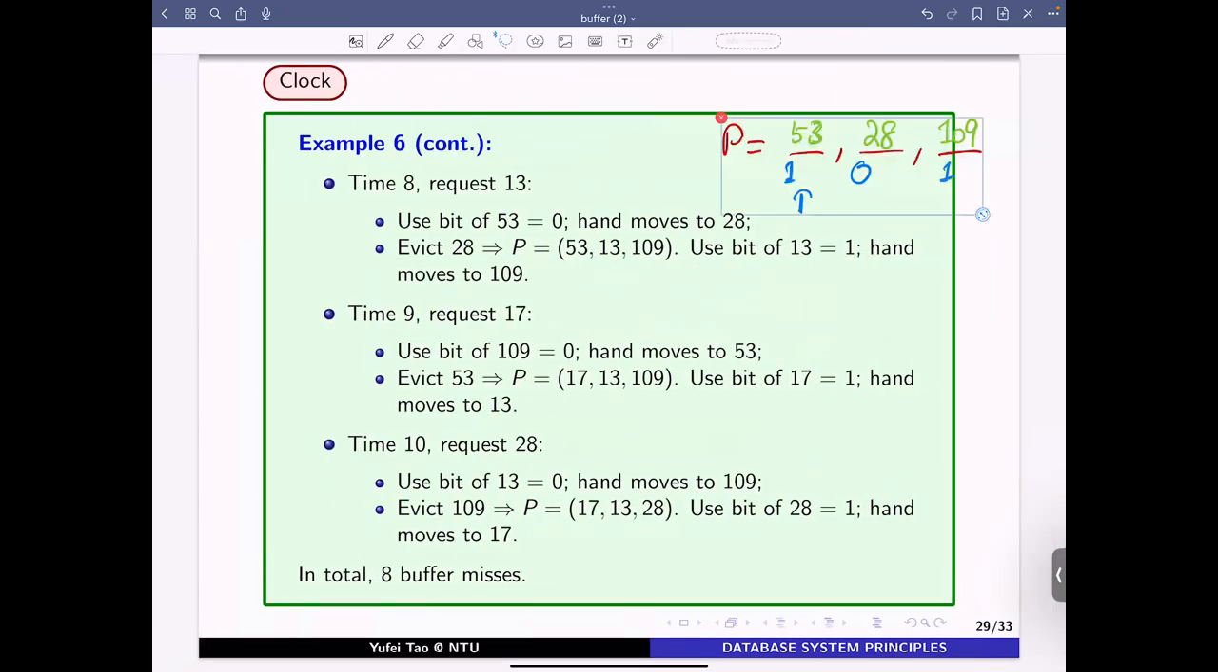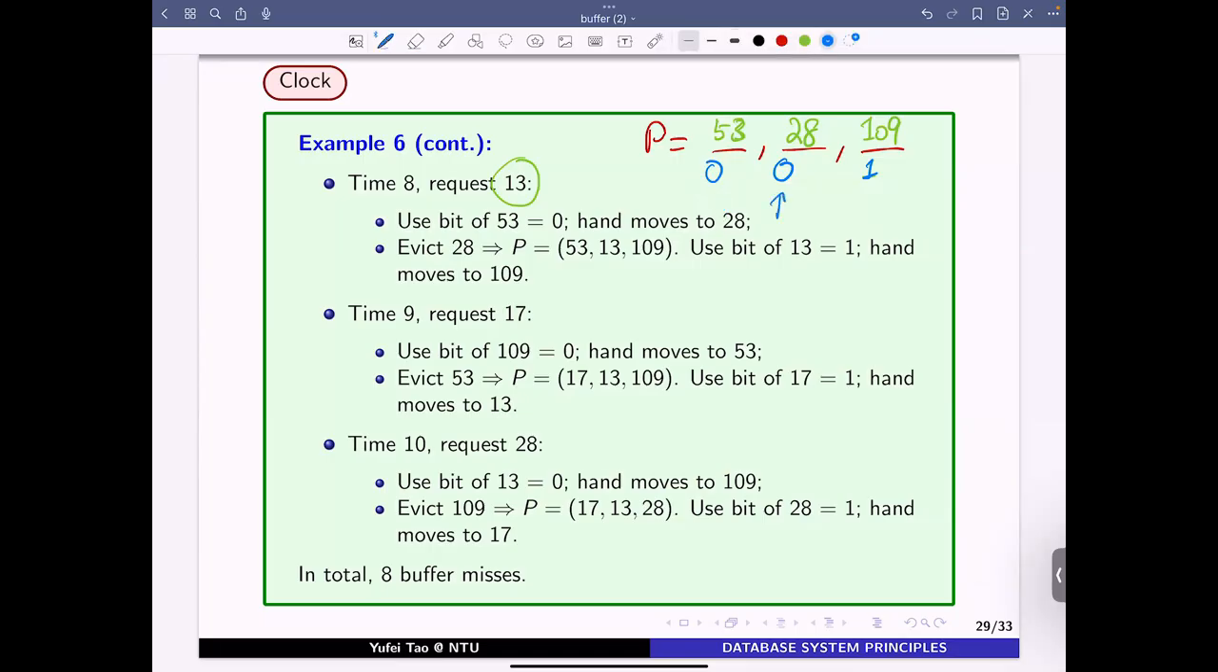Now, continuing, so you have 13 as the next request. That's a miss. Therefore, you have to empty something. So you look at the hand, it points to 53, but its bit is 1, so you give it a second chance. So you complete what you have to do, and then you move the hand.